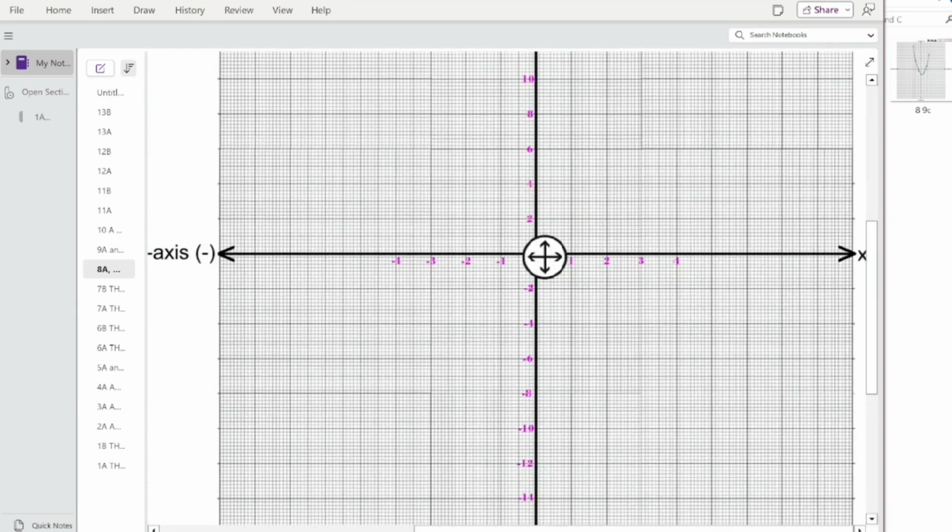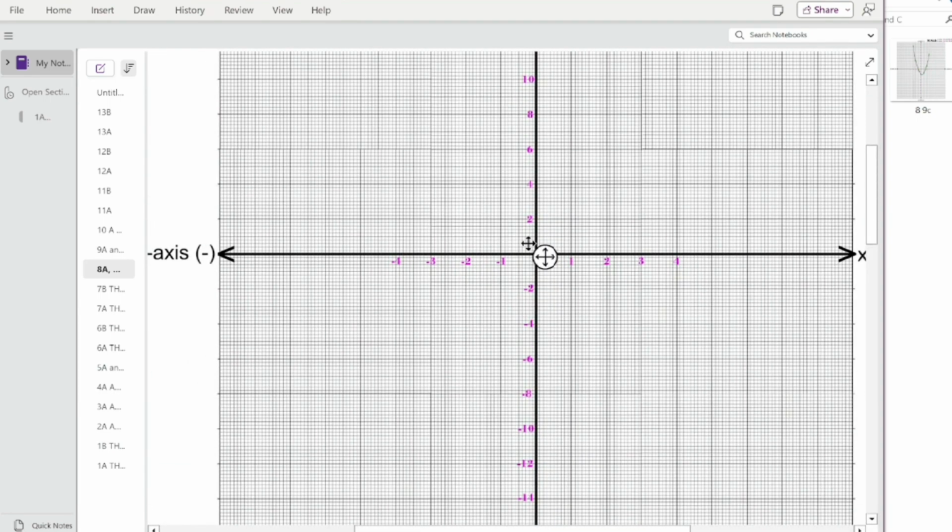We've actually made our labelings. So this is your y-axis, and the distance from here to here is 2 centimeters, which represents 2 units. So you keep going. For every 2 centimeters, you keep doing 2 units. That's 2, 4, 6, 8, 10.